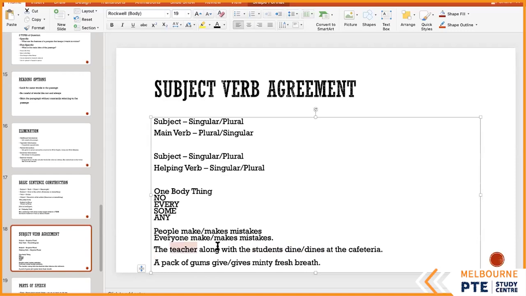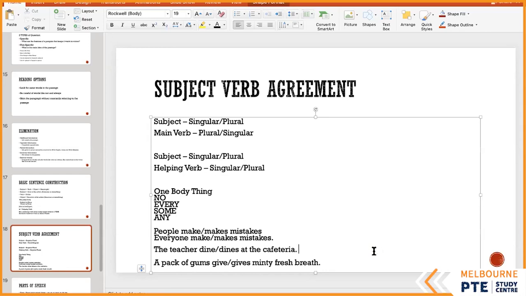Why? Let's take this sentence out, for example. Now, is this sentence still making sense? Now tell me, what is the answer? Nice. At the cafeteria, along with the students. Whether it's along with the student or students, does it matter? Not at all, because this is not part of my subject. Got it?